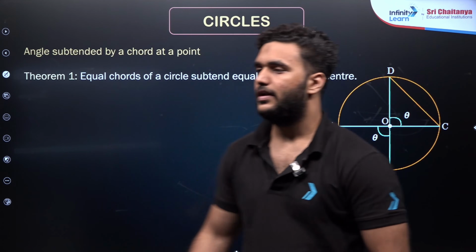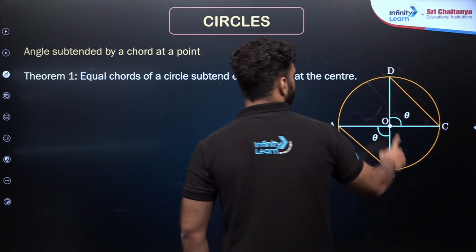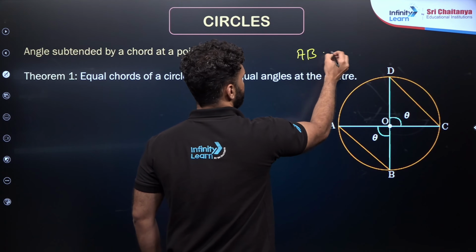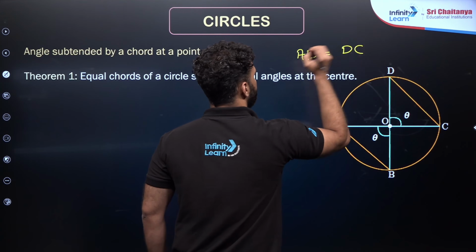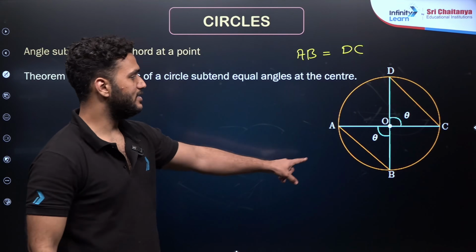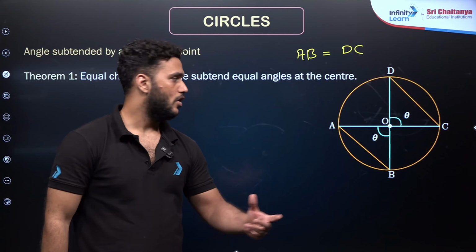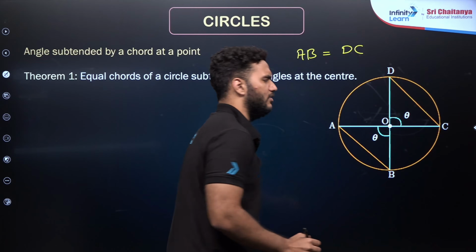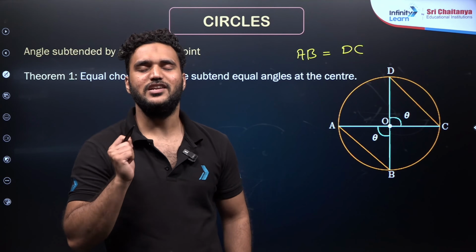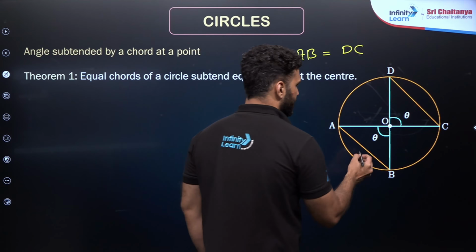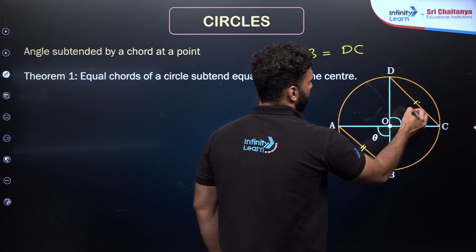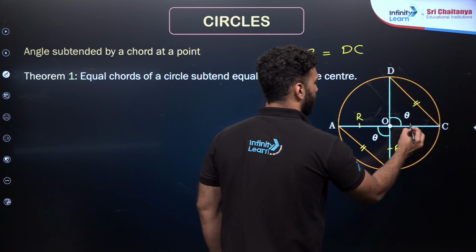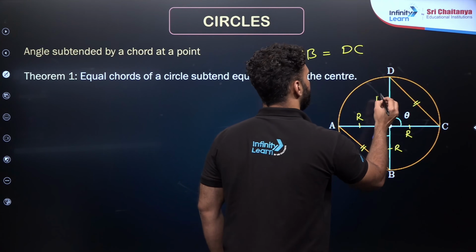Now let's say you have two chords AB and DC, and it is given to us that AB is equal to DC. Then the angles subtended by these two chords at the center will be equal. It means this angle and this angle will be equal. But sir, why? You can easily prove it. How? See, in the question it is given that this line and this line are equal. Now what about this line? Sir, this is a radius. What about this line? This is a radius. What about this line? Radius.